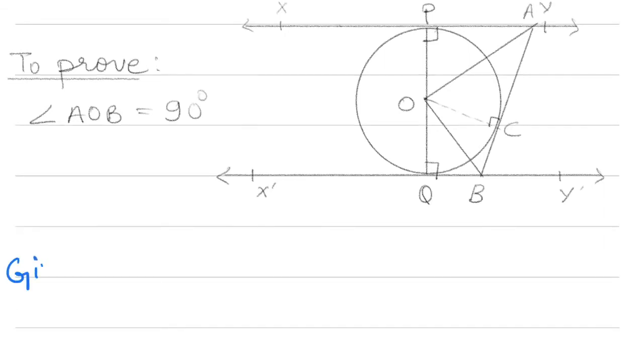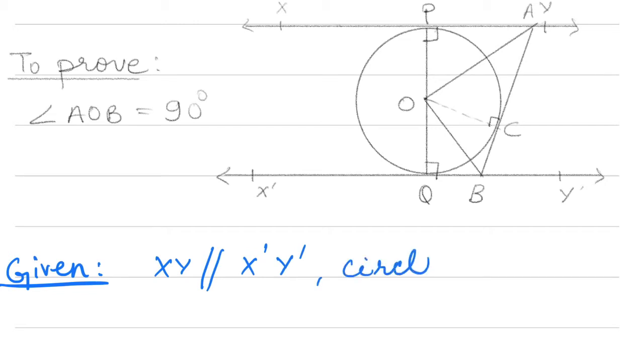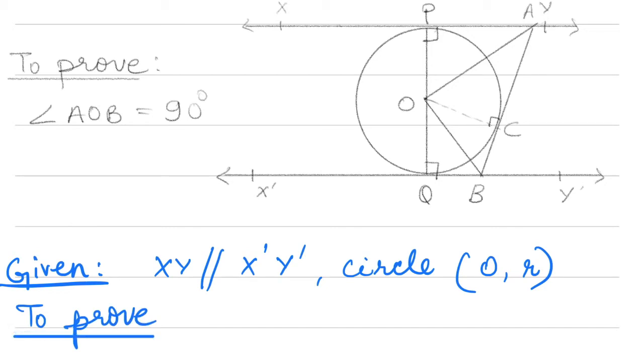We are given here XY is parallel to X dash Y dash, and we are also given a circle with center O and radius R. And we need to prove here angle AOB is equal to 90 degree.